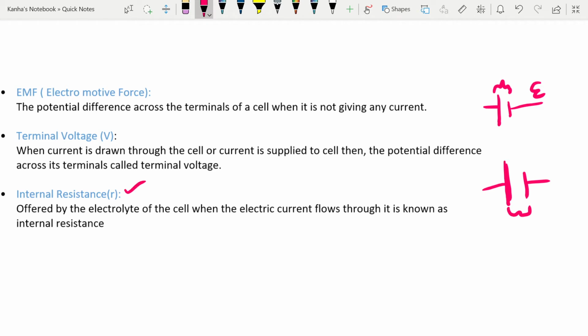And what is internal resistance? Generally cells are made up of electrolytes, so the resistance offered by the electrolyte of the cell when some electric current flows through it is known as internal resistance. Internal resistance is generally given by the small r in the system, and it's generally written like this. It's close to the negative terminal of the battery. This is the positive terminal, this is the negative terminal, and this resistance is your internal resistance of the cell.